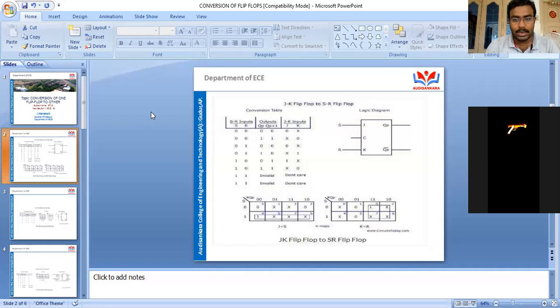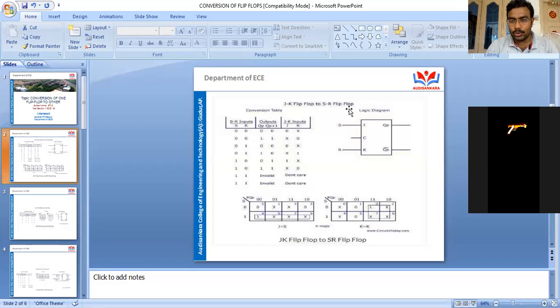So how to convert a JK flip-flop into an SR flip-flop? It means the JK flip-flop is the basic one that you're going to take, and to the inputs of the JK flip-flop, we are going to give S and R inputs. That is the meaning, guys. Look here. JK flip-flop to SR flip-flop means we take the JK flip-flop's basic block diagram, then to the inputs J and K we give the inputs S and R. That is how we are going to convert a JK flip-flop into SR, guys.